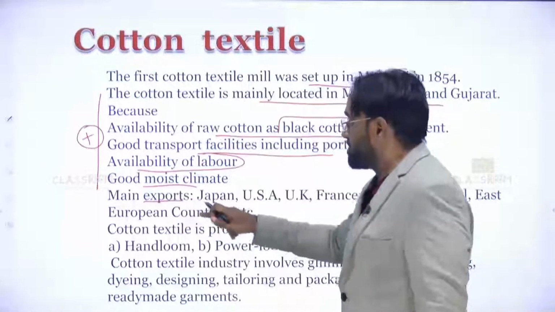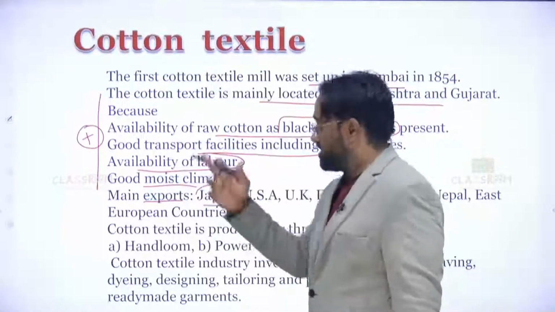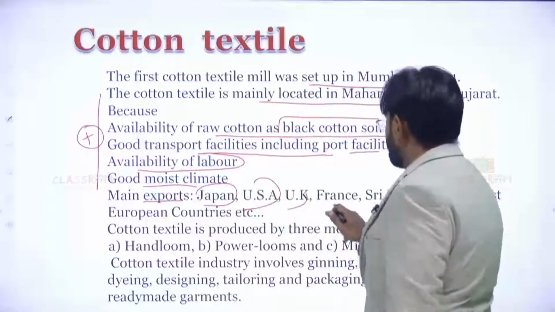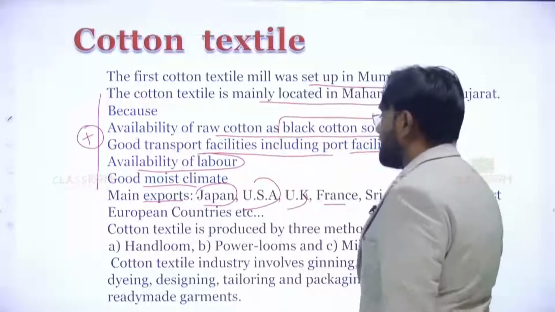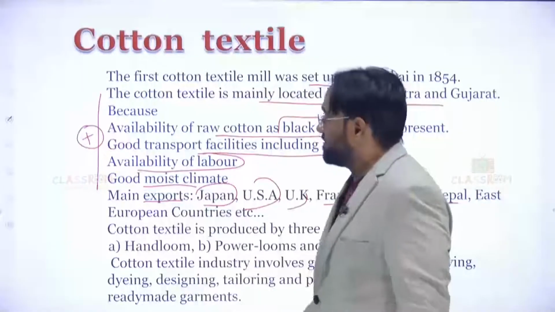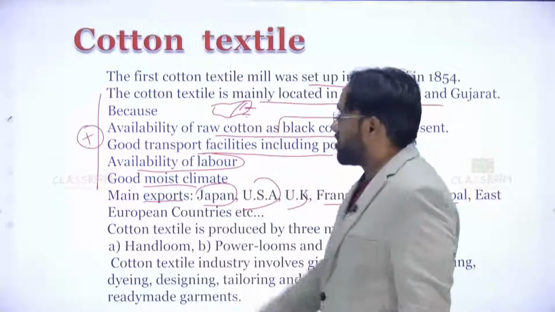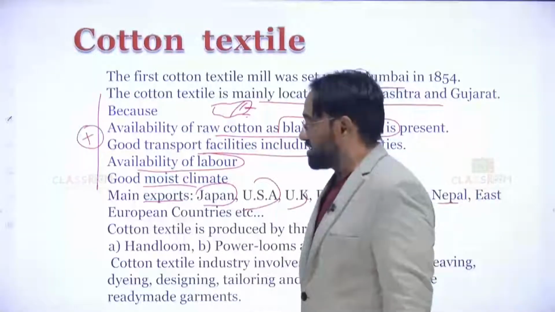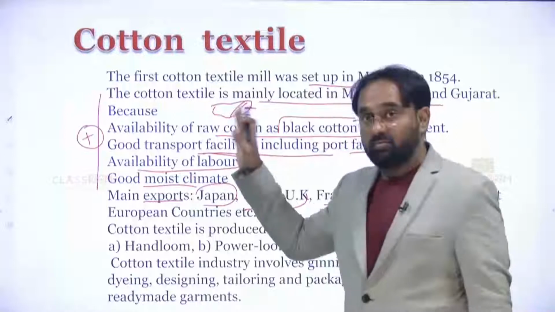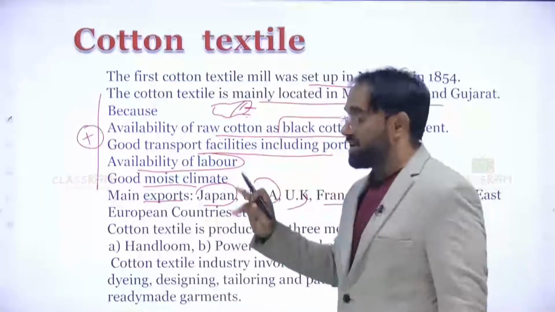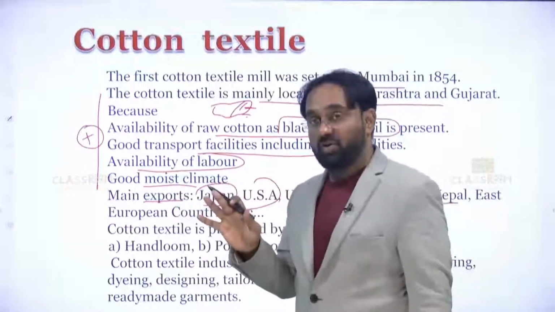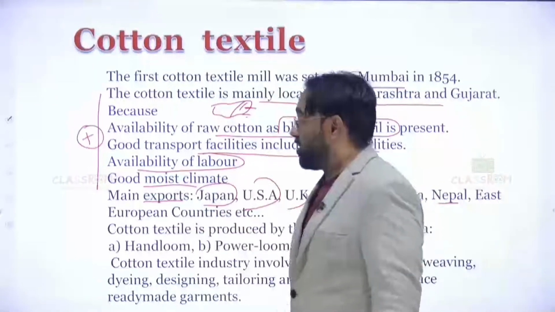Main exports from India go to Japan, the United States, UK, France, Sri Lanka, Nepal, and East European countries. This is all Europe, East European countries. We are exporting mainly cotton to all these countries. India is one of the important exporters of cotton.